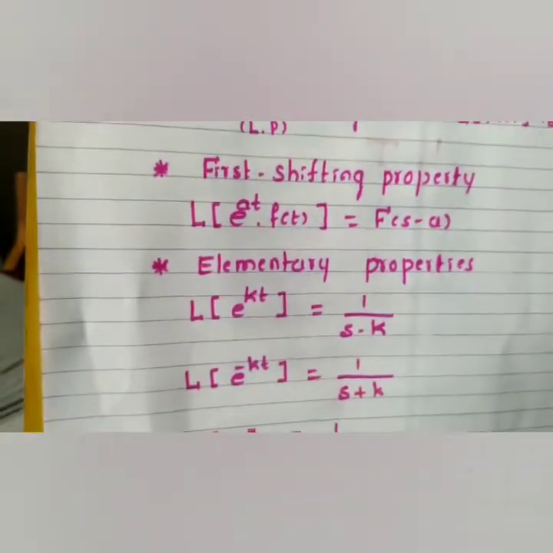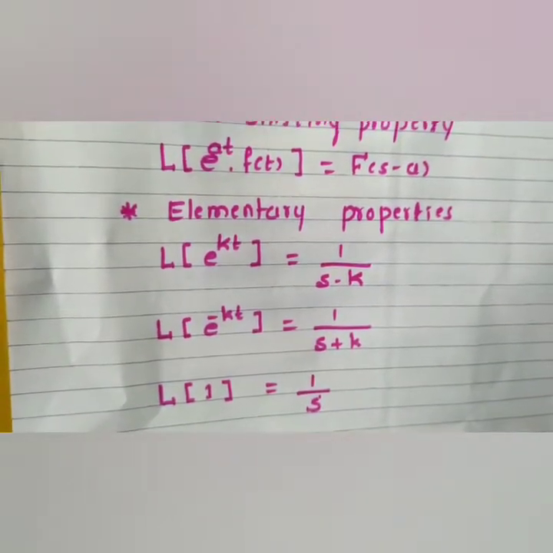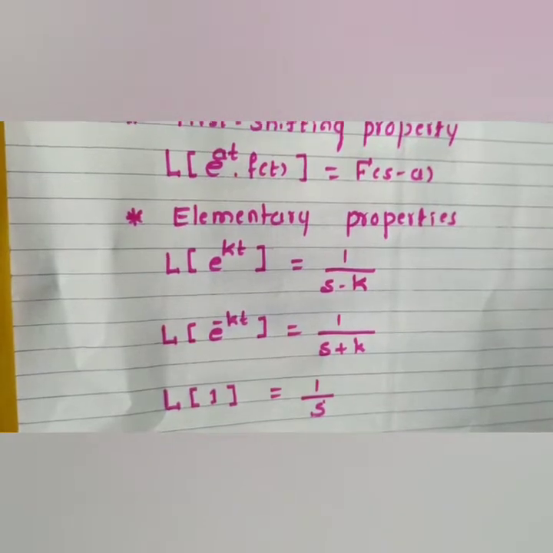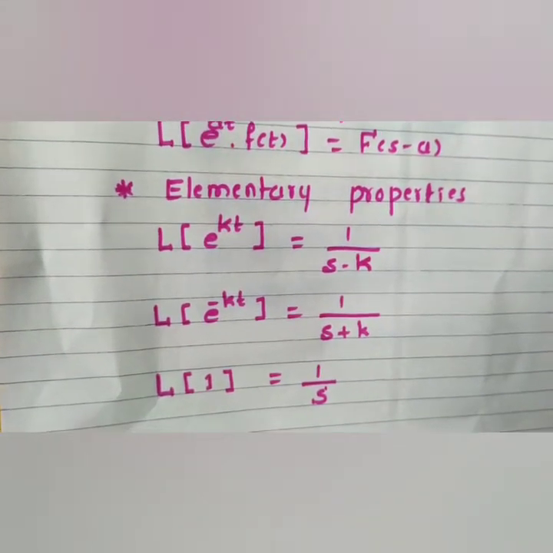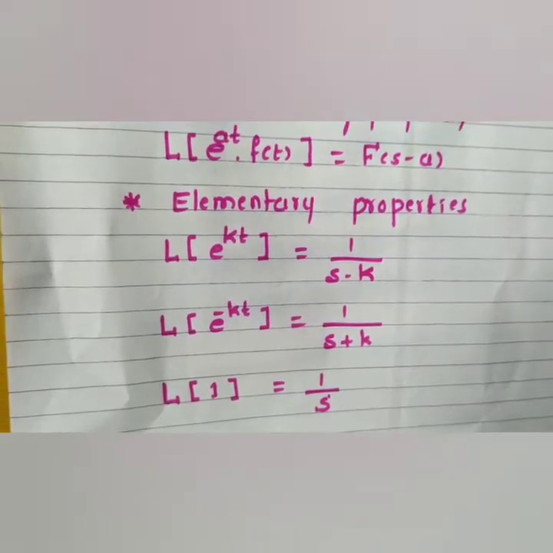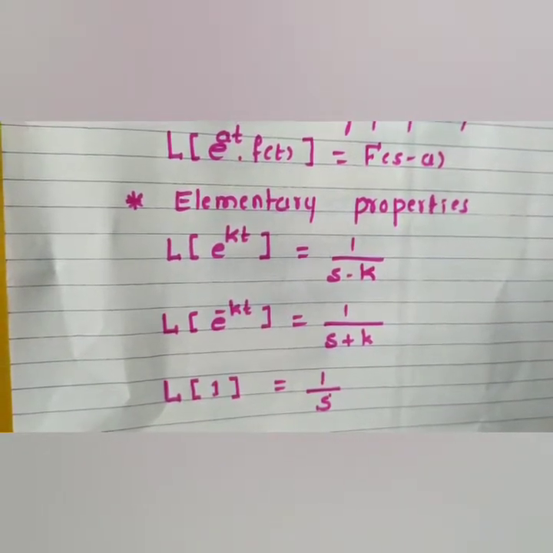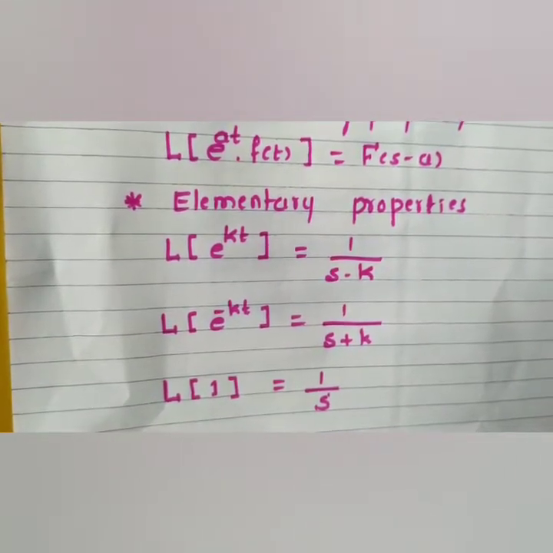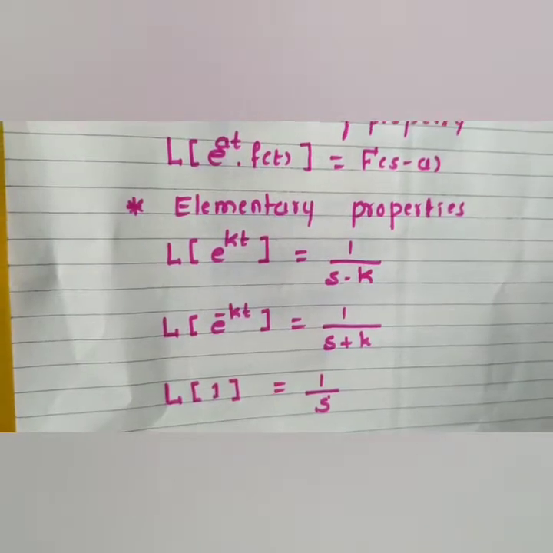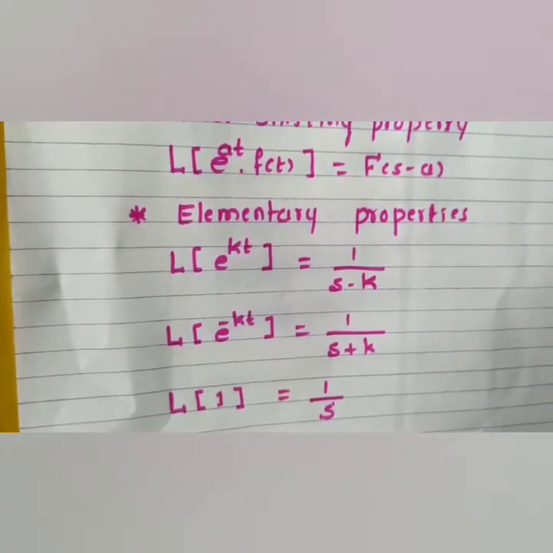Next, some elementary properties we did. L of e raised to kt is 1 by s minus k. L of e raised to minus kt is 1 by s plus k. And L of constant number 1 is 1 by s. Instead of k, we may take m also: e raised to mt gives 1 by s minus m, e raised to minus mt gives 1 by s plus m, L of 1 is 1 by s. Instead of k, we may take any number and practice.